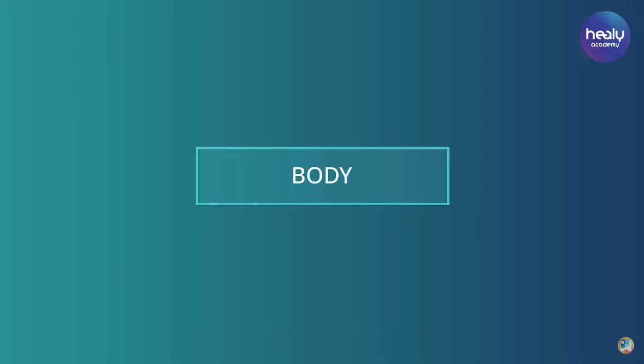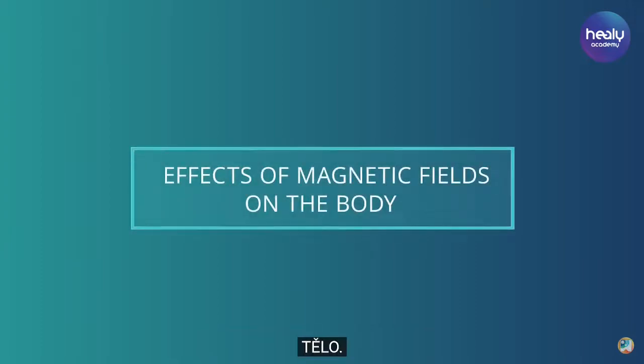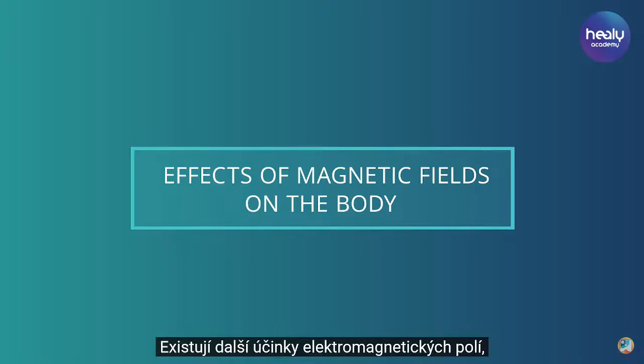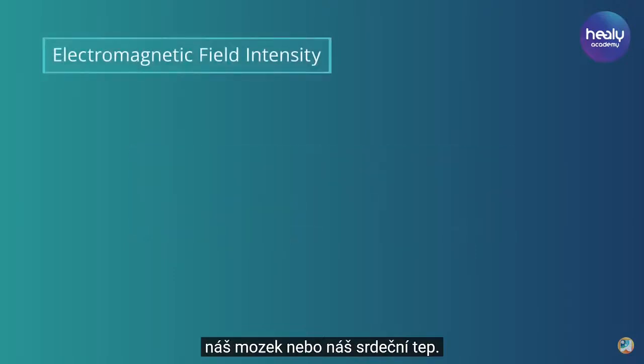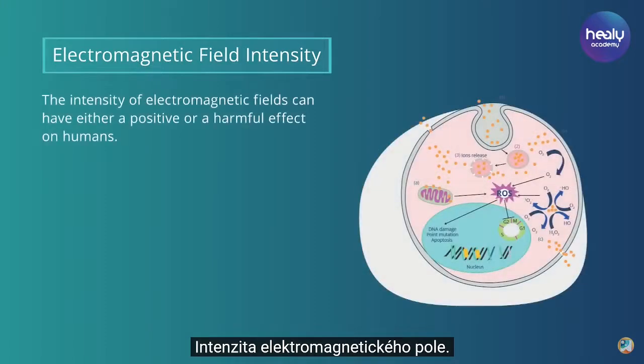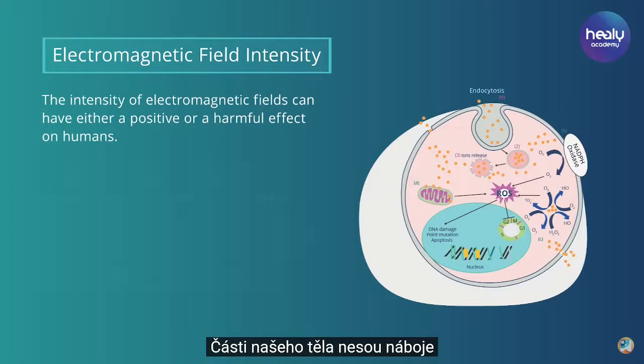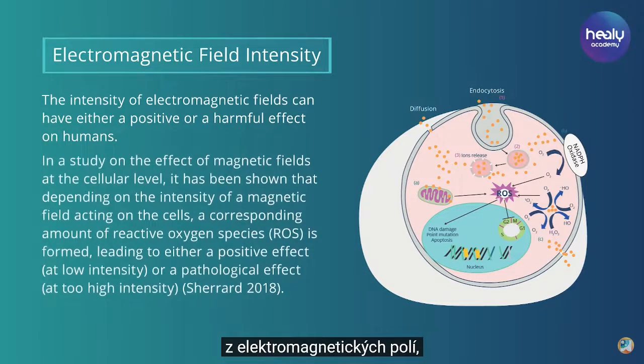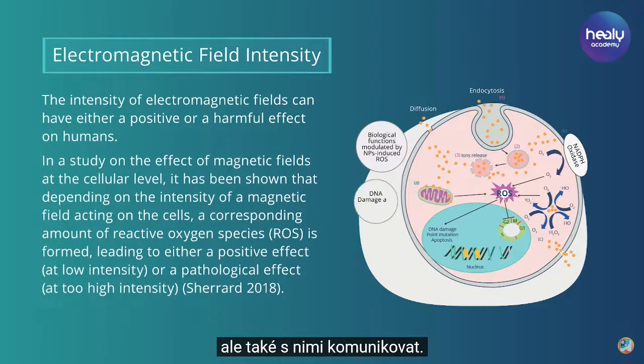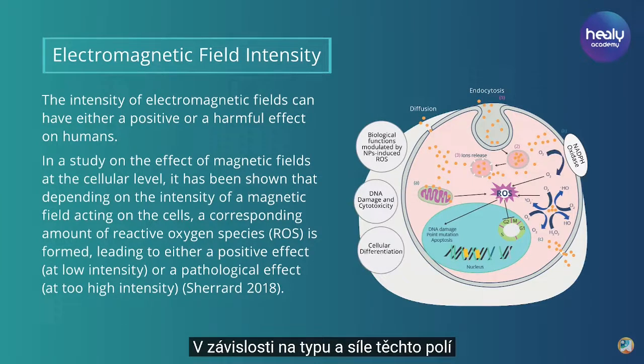Body. Effects of magnetic fields on the body. Even though water is the largest part of our body with up to 65% of our weight, there are other effects of electromagnetic fields which are directly related to the function of our organs, our brain, or our heartbeat. Electromagnetic field intensity. Electrolytes, proteins, and many other important components of our body carry charges and are therefore not just generators of electromagnetic fields, but also interact with them. Thus, depending on their nature and strength, they have both positive and negative effects on our well-being and cellular health.